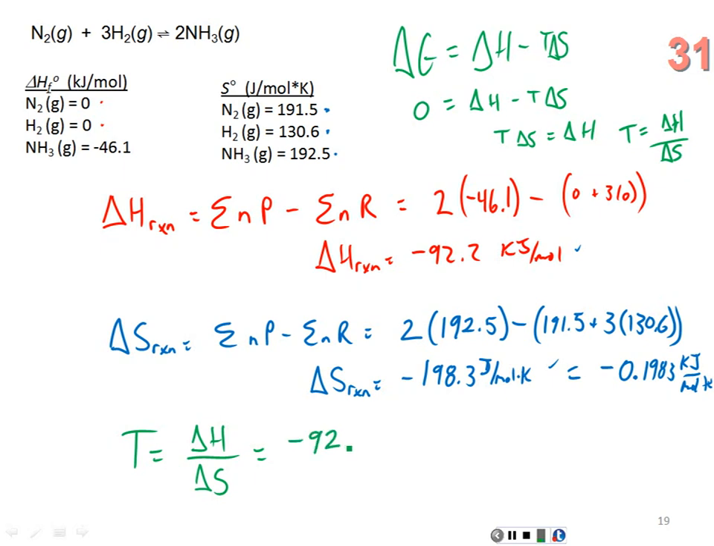So we have minus 92.2 kilojoules per mole divided by minus 0.1983 kilojoules per mole Kelvin. The kilojoules per mole cancel. We're left with a number that's in Kelvin, and we get 465 Kelvin. So that is the temperature where this reaction becomes spontaneous.